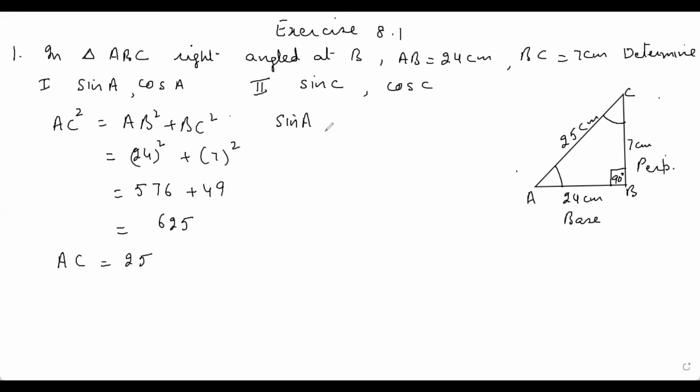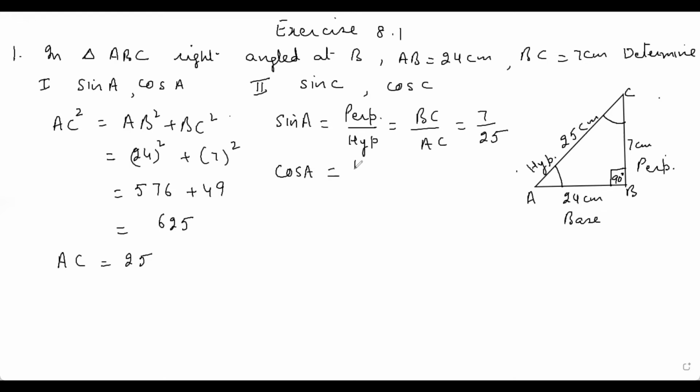So sine A, and this is the hypotenuse. Now this is base, this is perpendicular, this is hypotenuse. Now sine A is perpendicular upon hypotenuse. What is perpendicular? Perpendicular is BC and hypotenuse is AC. BC is equal to 7, AC is 25. So 7 upon 25.